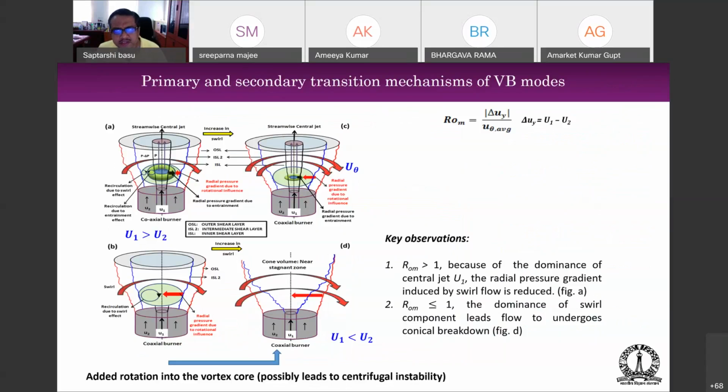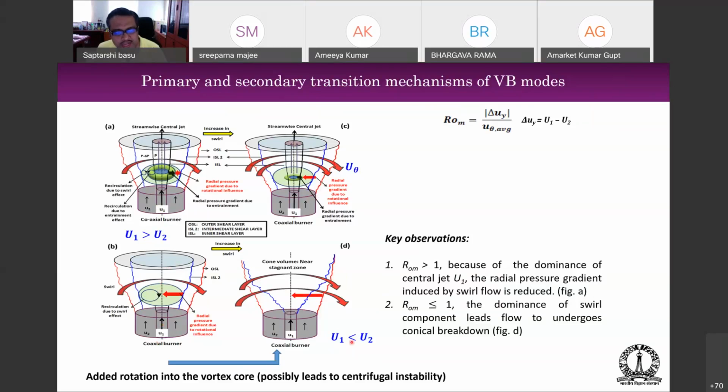So why does this happen? As you can see, this is a very simplistic diagram just to showcase what we are talking about. There is a central jet, there is an annular jet, and then there is a swirling flow. These have got varieties of names, like inner shear layer and outer shear layer. What happens is that if you just have a rotation in this flow field, you create a radial pressure gradient due to the rotational influence, and then you have a radial pressure gradient due to the entrainment. Now, as you go on increasing the velocity deficit, that means U1 versus U2, that means the central velocity is more.